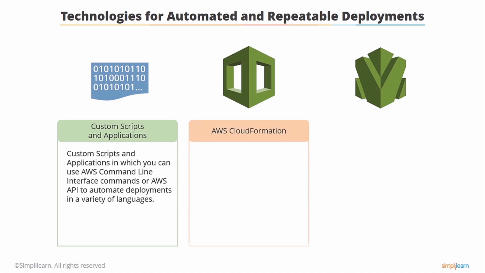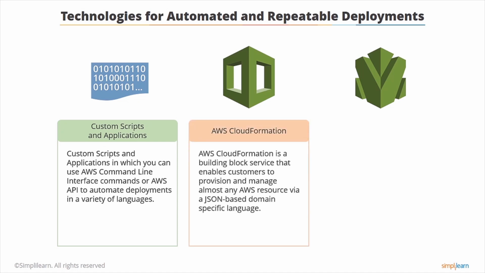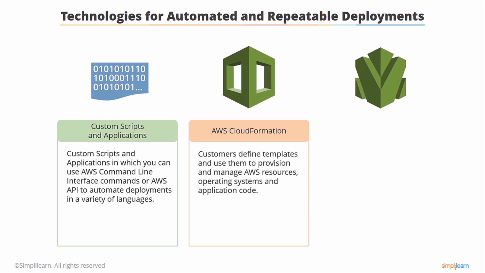AWS CloudFormation is a building block service that enables customers to provision and manage almost any AWS resource via a JSON-based domain-specific language. AWS CloudFormation focuses on providing foundational capabilities for the full breadth of AWS without prescribing a particular model for development and operations. Customers define templates and use them to provision and manage AWS resources, operating systems, and application code.